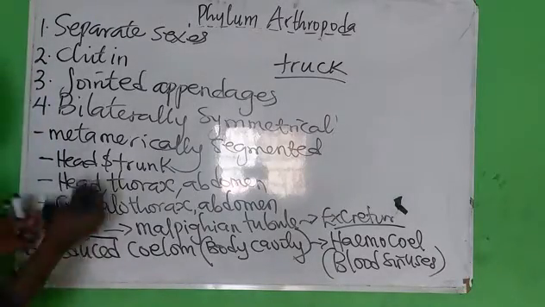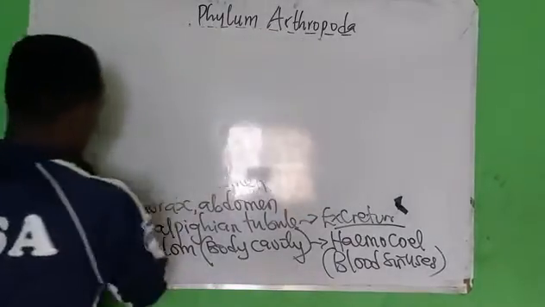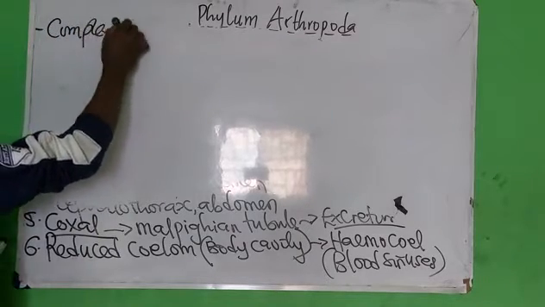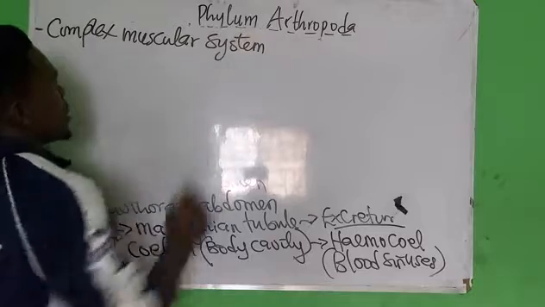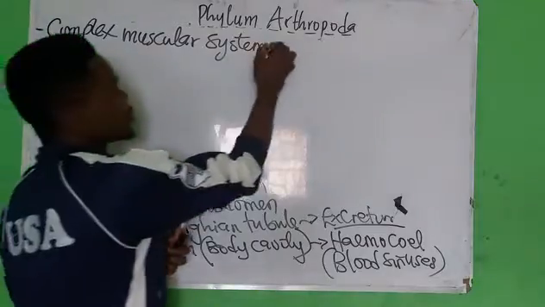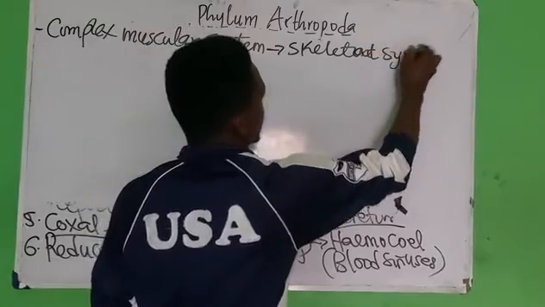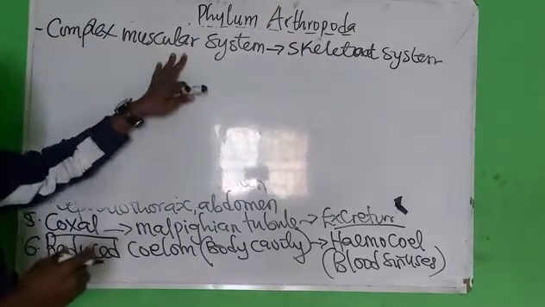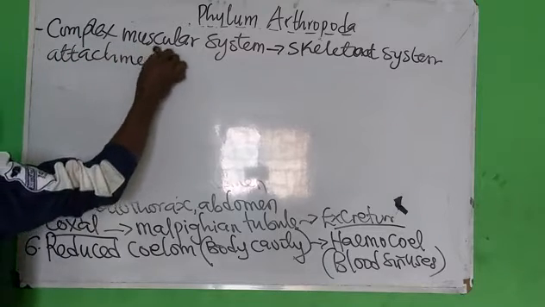This organism, they have a complex muscular system. This complex muscular system, all right, is connected to the skeletal system. Now, the skeletal system is attached to the muscular system, meant for what? Attachment. It's meant for attachment, okay?